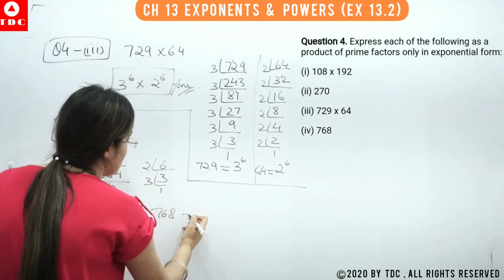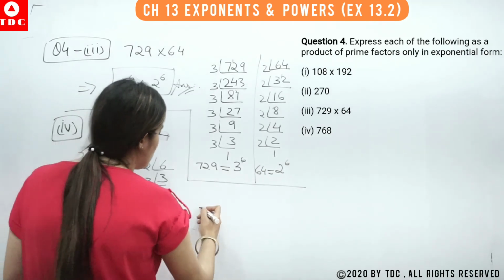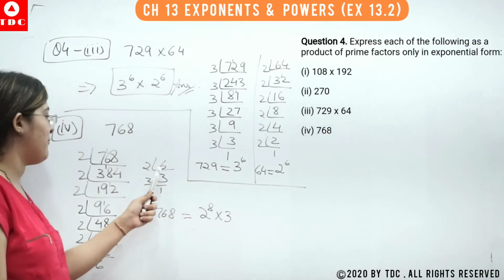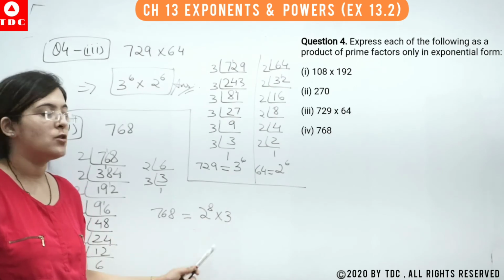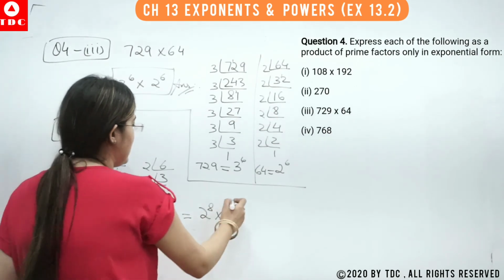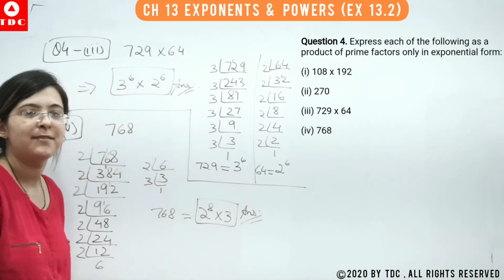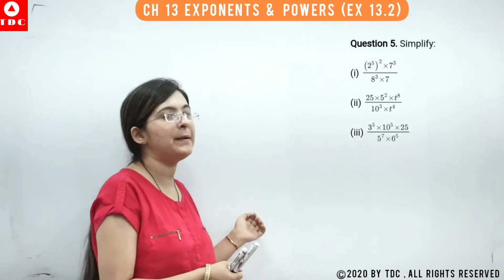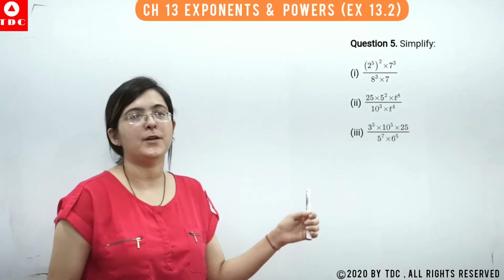So 768 could be written as 2 to the power 8 into 3. Okay, when we have prime factorized it, we are getting 2 eight times. So 2 to the power 8 and one 3. This is your final answer. This completes your question number 4. See question number 5, students, simplify. All the 3 questions of this type are very much important.